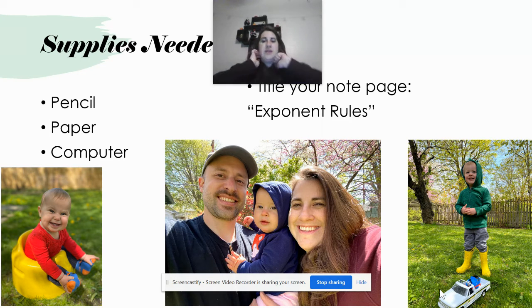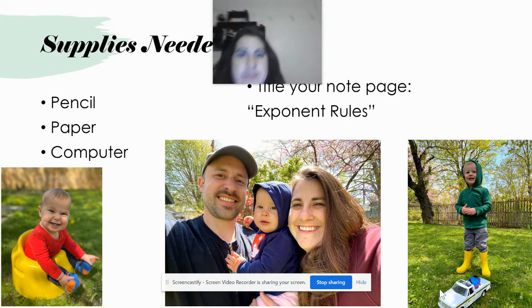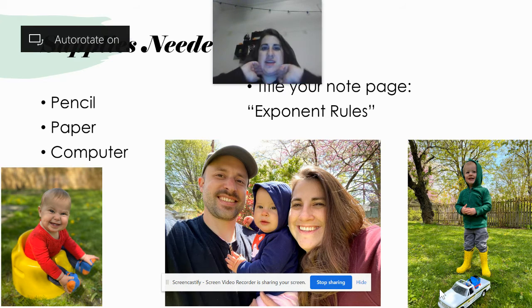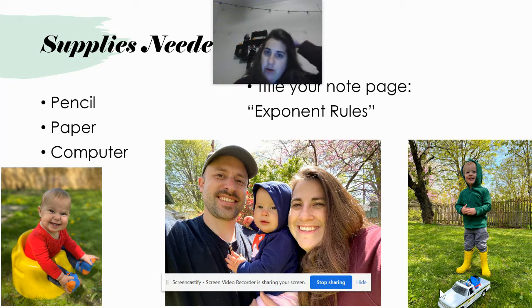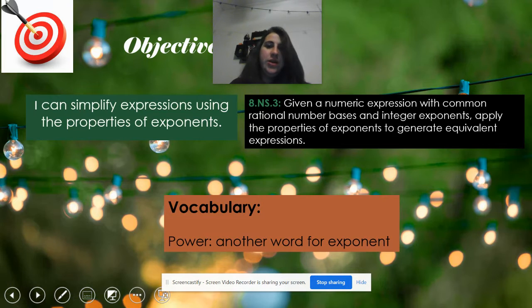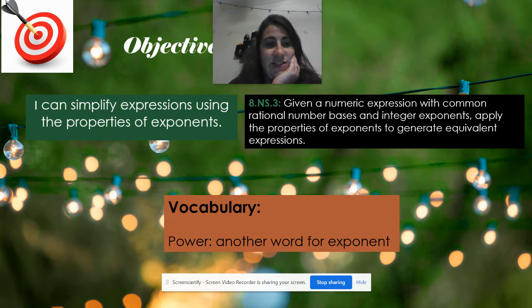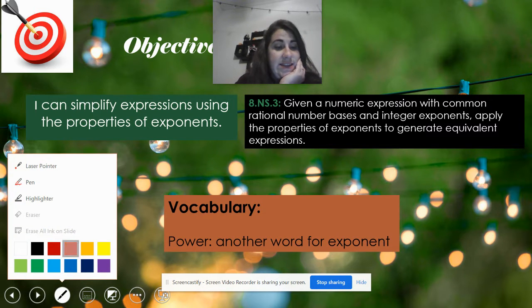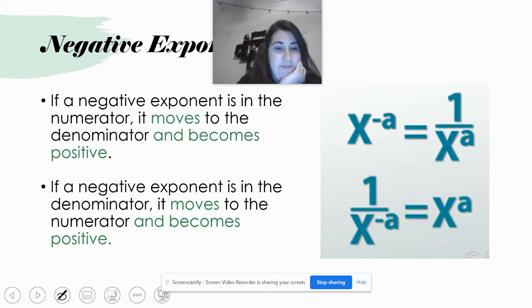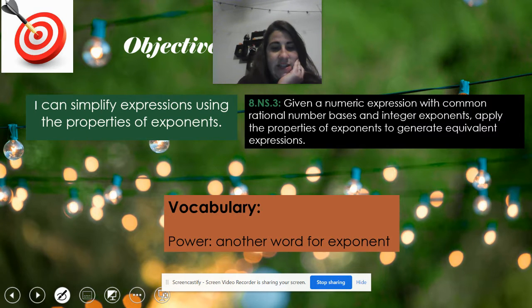Okay, let's get started. Today, you want to title your notes Exponent Rules. It may seem like, well, we've done exponents, but now we're talking about powers and that kind of stuff. So your objective is: I can simplify expressions using the properties of exponents. An important vocabulary term you're going to need is power, which is just another word for exponent.